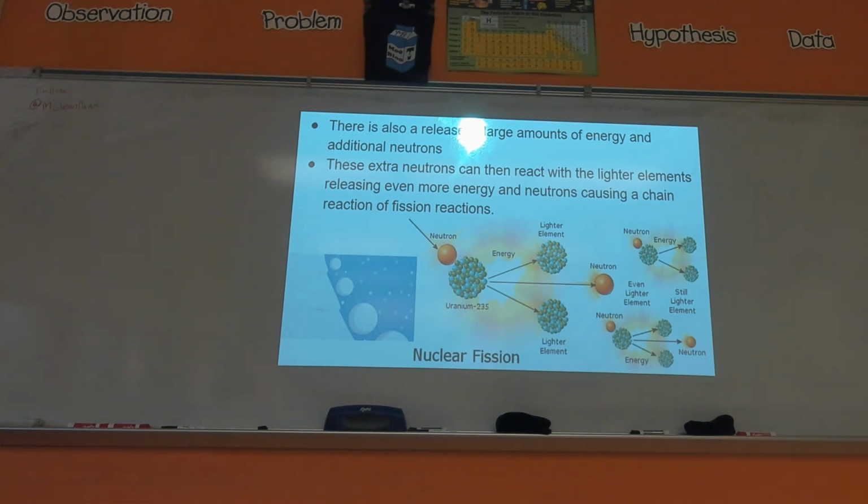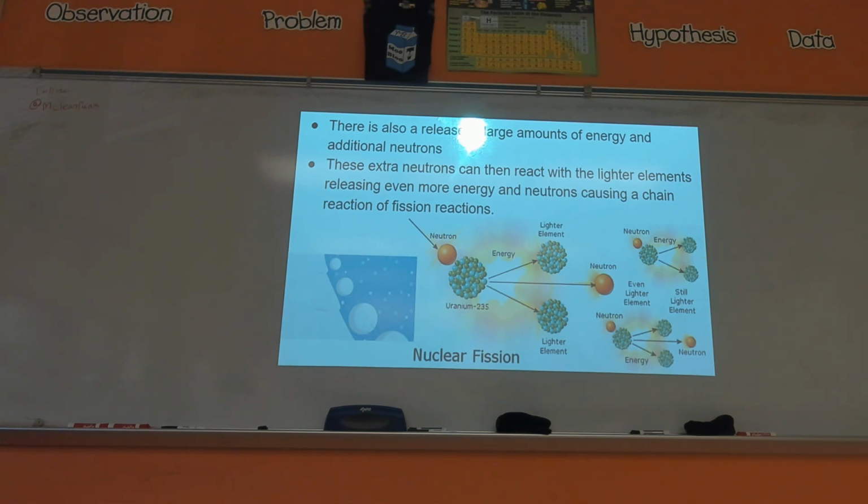And so, like a snowball rolling down the hill, what's the best way to say it? The bigger a snowball gets, the faster it gets bigger. In other words, exponential growth. That's what happens in a fission reaction.